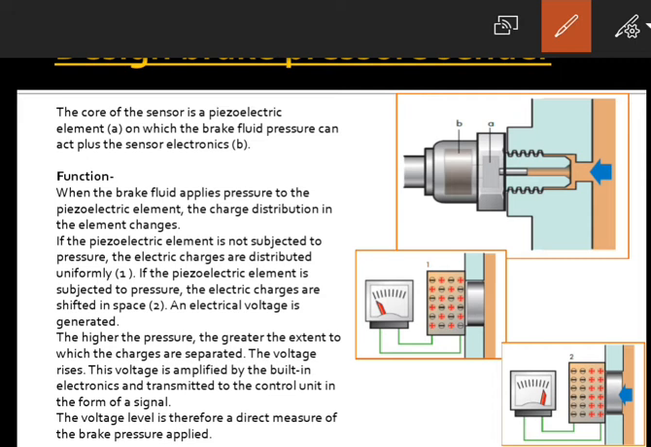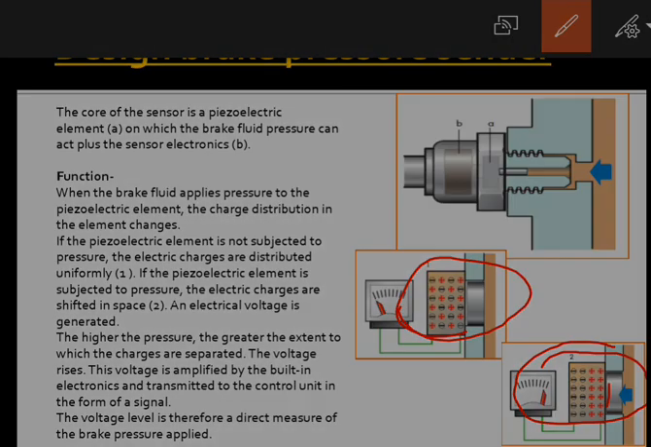Suppose the piezoelectric element is not subjected to pressure, then the charges are distributed uniformly; and when the piezoelectric element is subjected to pressure, the electric charges are shifted in space. Basically, the piezoelectric effect works on the principle of pressure. Piezo means pressure, so when pressurized fluid is present, the piezoelectric effect works.